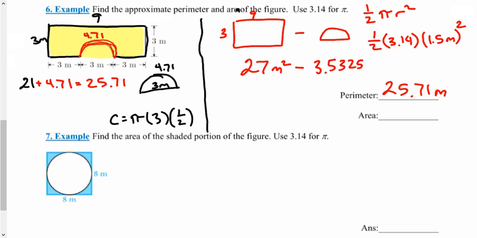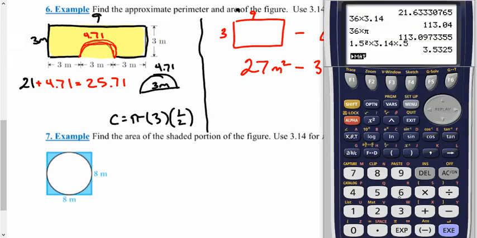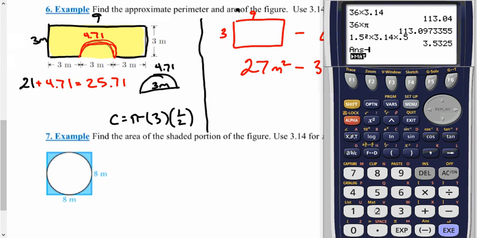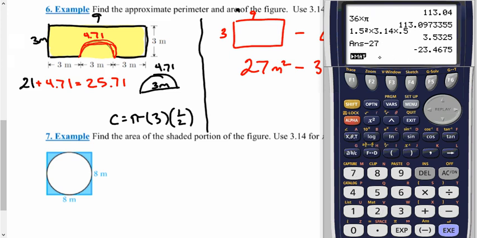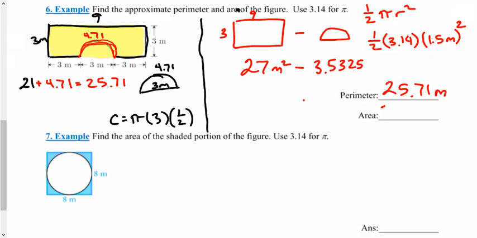Okay, and now I've just got to subtract those. 27 minus that, right? 27 minus our 3.5325. So I'm going to go back to the calculator. I'm just going to do minus 27. Now, this is going to give me a negative answer, but of course I know that I really would be doing the 27 minus this. So this will be positive 23.4675 square meters.